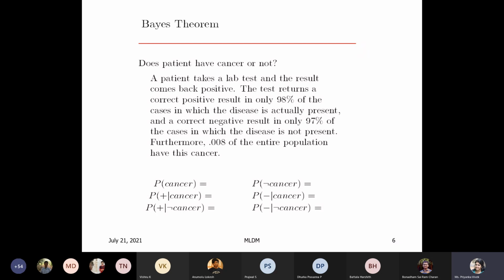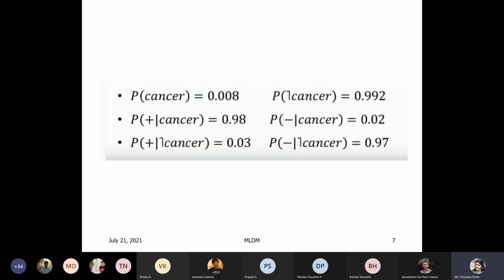Now what about 0.97? It is saying the correct negative result in cases in which the disease is not present. So the disease is not present and the result came correct. That means negative given no cancer is 0.97. And with no cancer, if the test was wrong, that is positive given no cancer, which is 1 minus 0.97, that is 0.03. So these are those values, and if you have tried, you would have got the same.